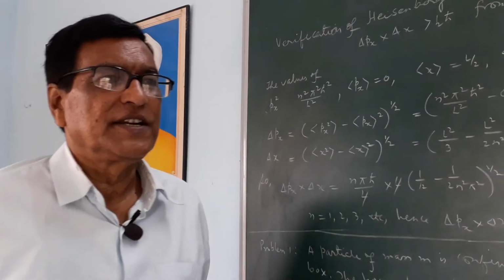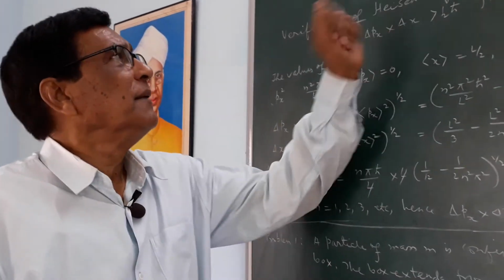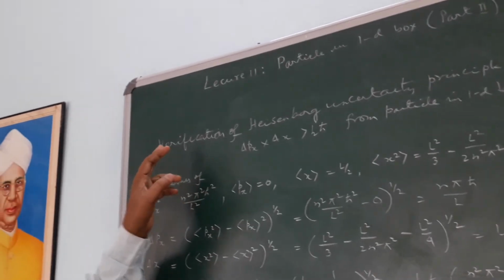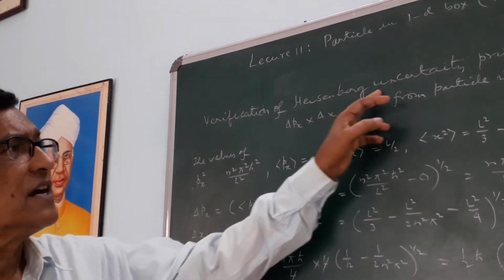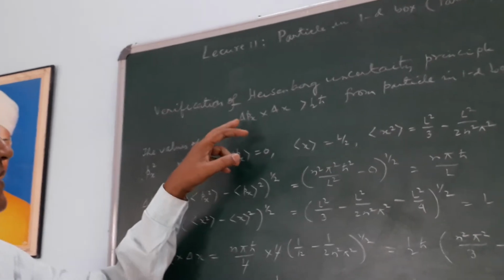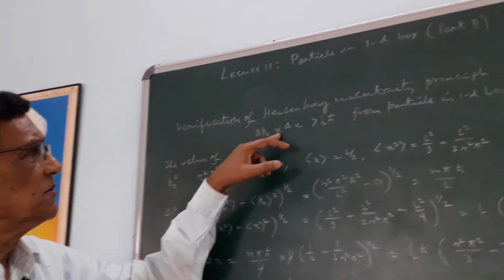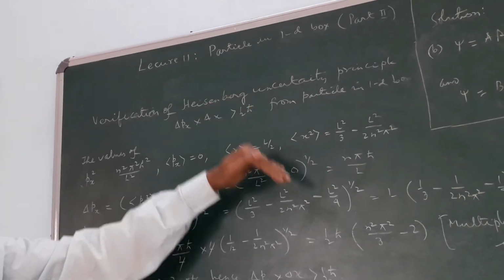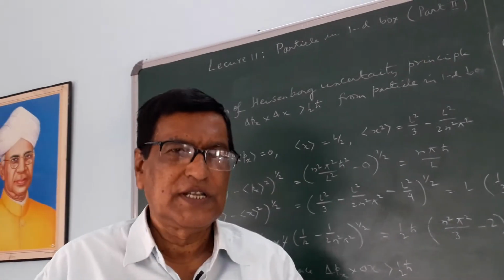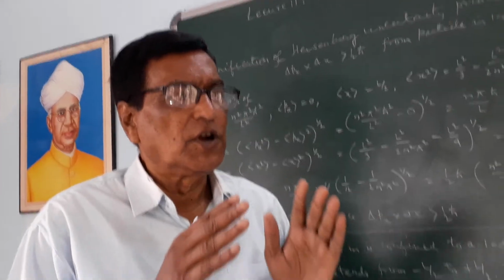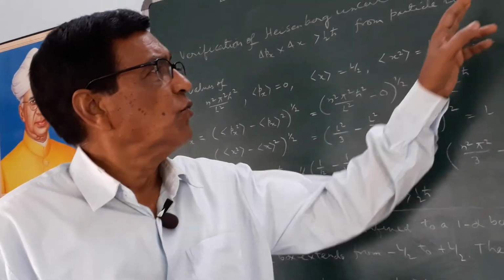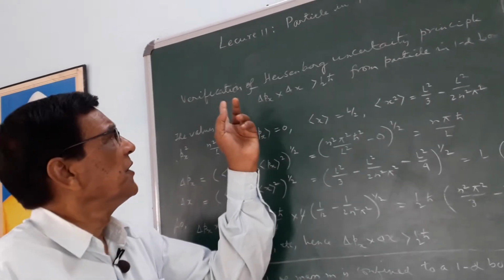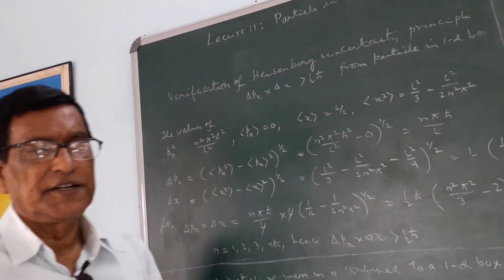Now I shall consider the last part of this problem, particularly in the 1D box. This is the verification of the Heisenberg uncertainty principle, meaning delta Px into delta x greater than or equal to half h cross, for this particle in a 1D box. The results obtained for this 1D box will be helpful to verify the Heisenberg uncertainty principle.